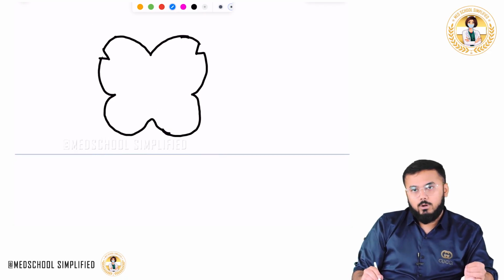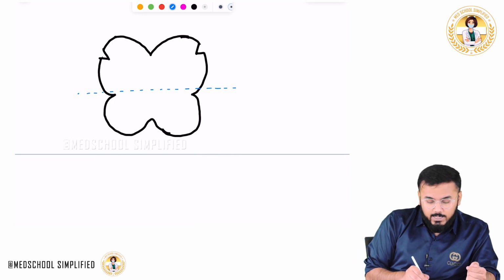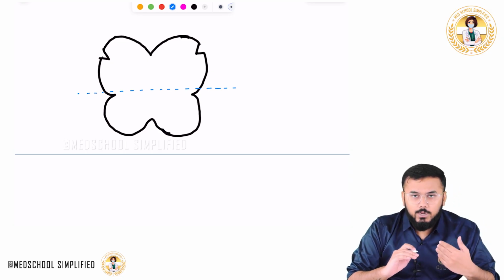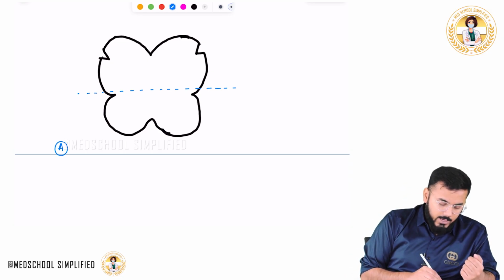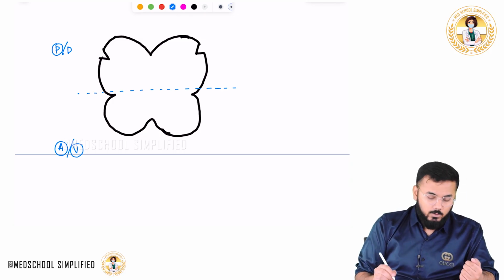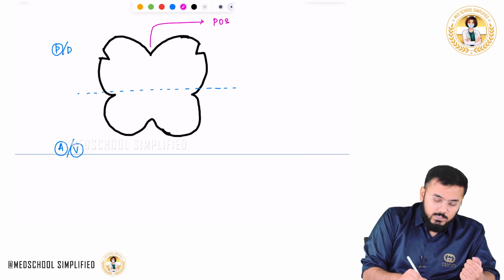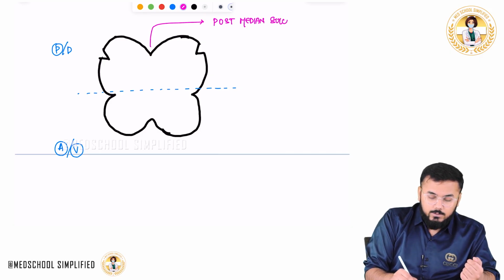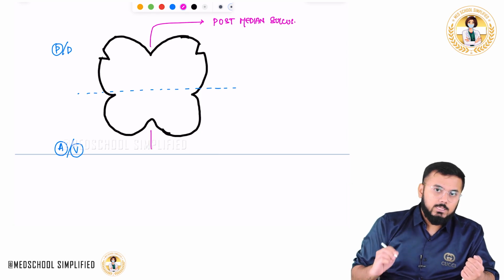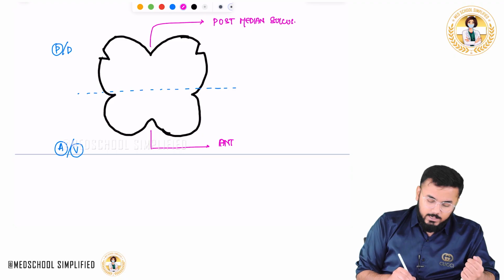Whether it is the spinal cord or the medulla oblongata, when you divide it into two halves, this part will become the anterior part. What is the other name for the anterior part? Ventral part. This part will become the posterior part or the dorsal part. If this is the dorsal part, then this sulcus over here is called the posterior median sulcus. Then this one over here is called the anterior median sulcus.